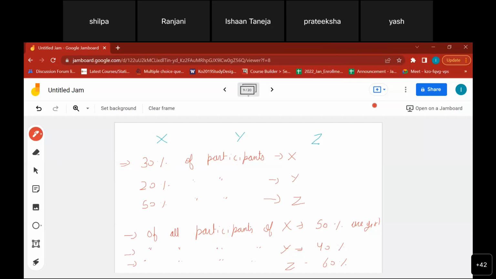0.53. Okay, how did you approach it? So we need to find the number of participants who are girls. First we will find the probability of X, which is 3/10, and then we'll multiply with the fraction of girls, which is 1/2. Then the same goes for Y, which is 2/10 into 4/10. And then the same for Z. Is it clear with everyone? We'll add, or we'll multiply?